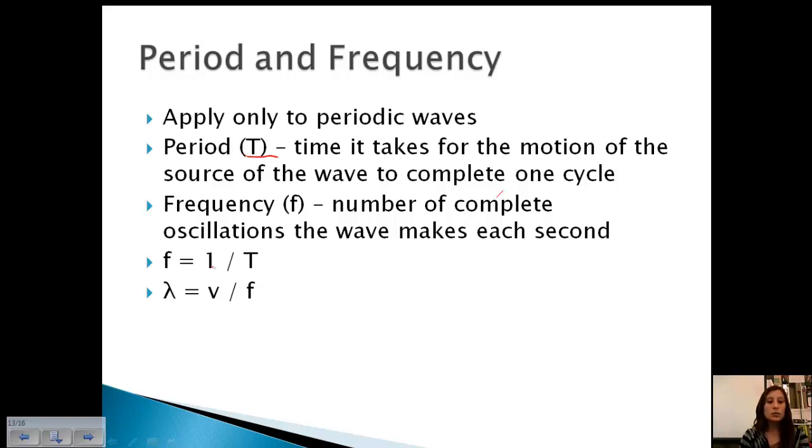So frequency is equal to 1 over the period, and then if we take frequency and combine it with our speed or our velocity, wavelength is equal to velocity over frequency. And so you can use these 2 equations to solve for some of your variables. So if you don't have these on your note card, this would be a good idea.